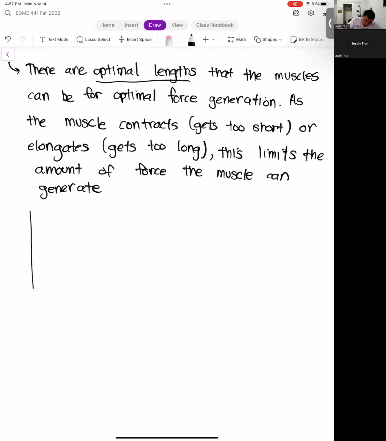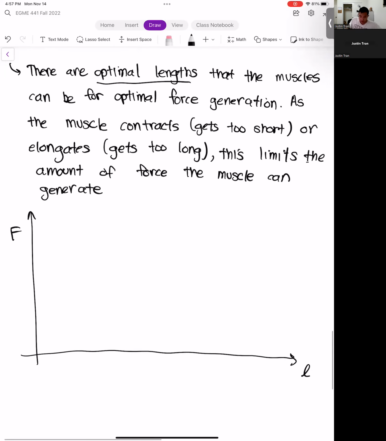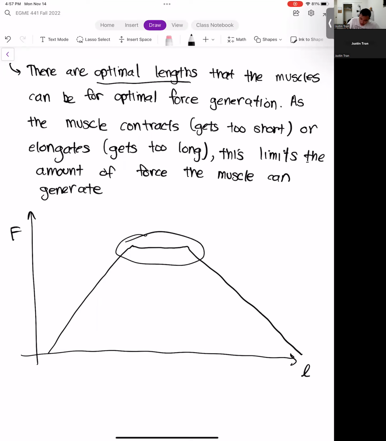And so if you were to draw the graph, on the x-axis here I have the length, and that's the overall length of the muscle. On the y-axis here I have the amount of force that can be generated. It looks something like this. When the muscle is really, really short, it can't produce much force. But as it gets longer and longer, the amount of force it can produce increases until you reach this area, which we call the plateau area.